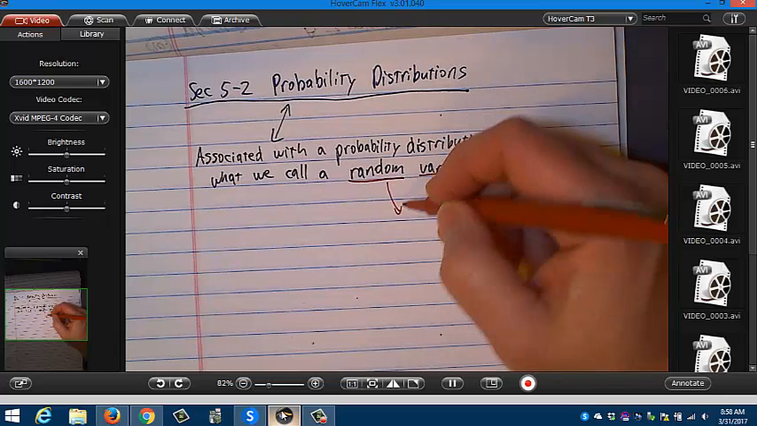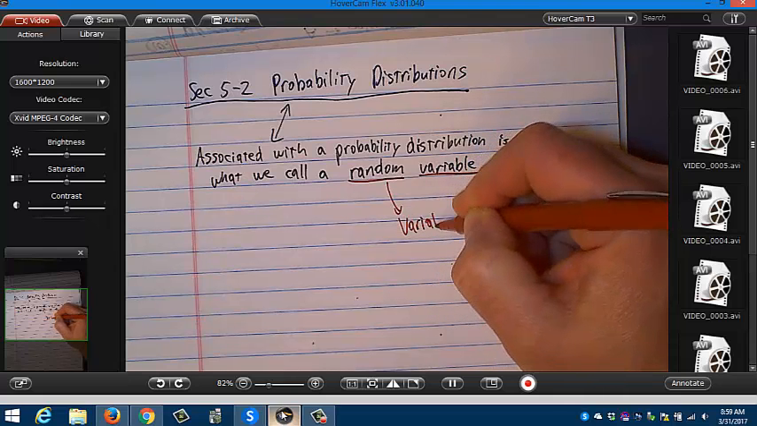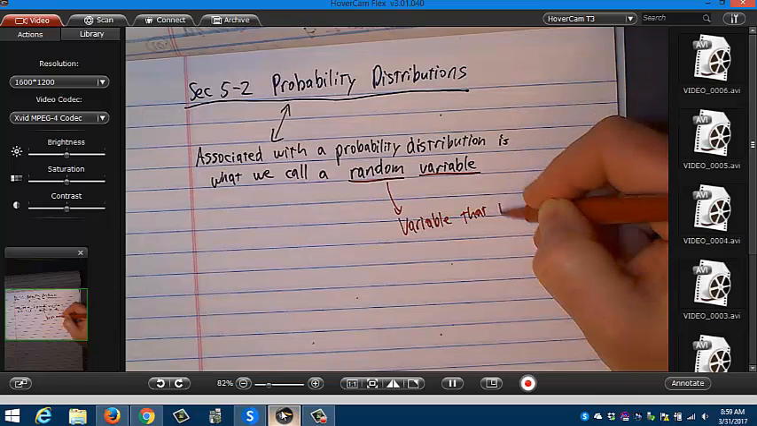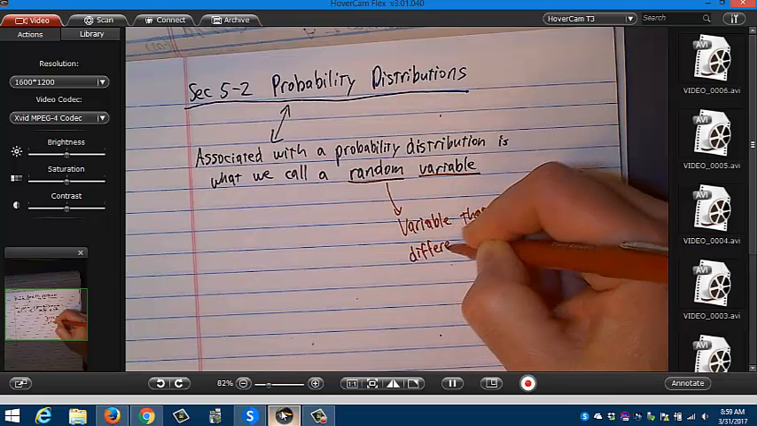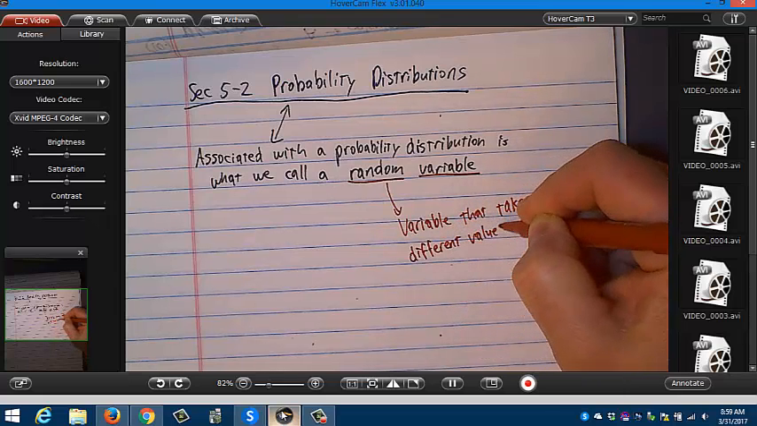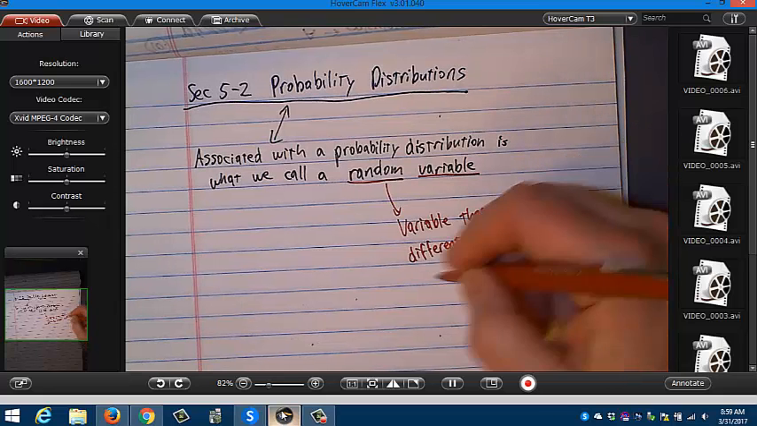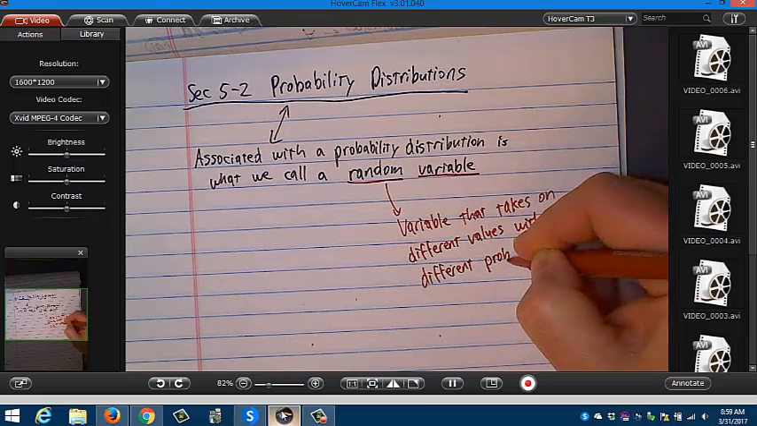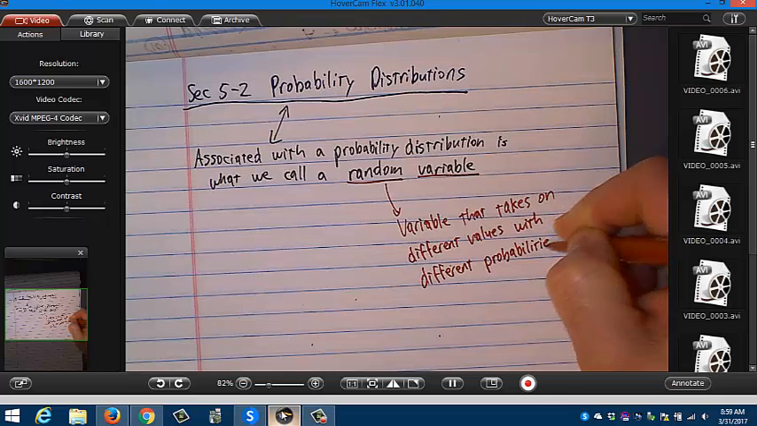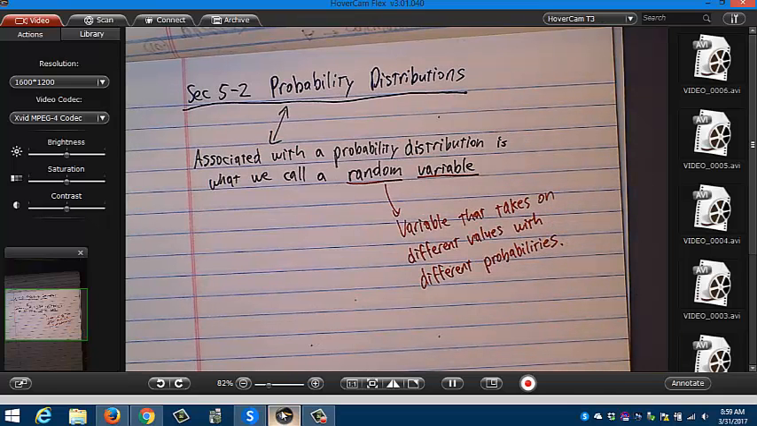A random variable is a variable that takes on different values with different probabilities. It's such a better description than the book gave. I don't think the book says very much about what a random variable is. The book says: a variable that has a single numerical value determined by chance. By chance. Okay. So let's do a couple of examples here.